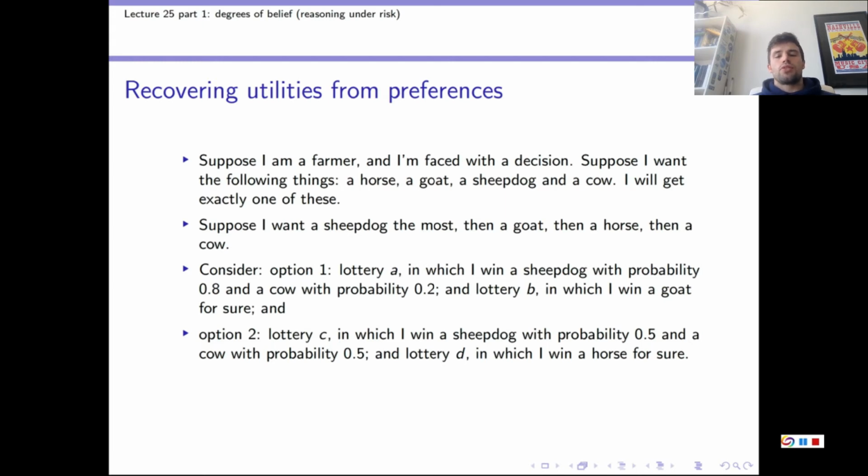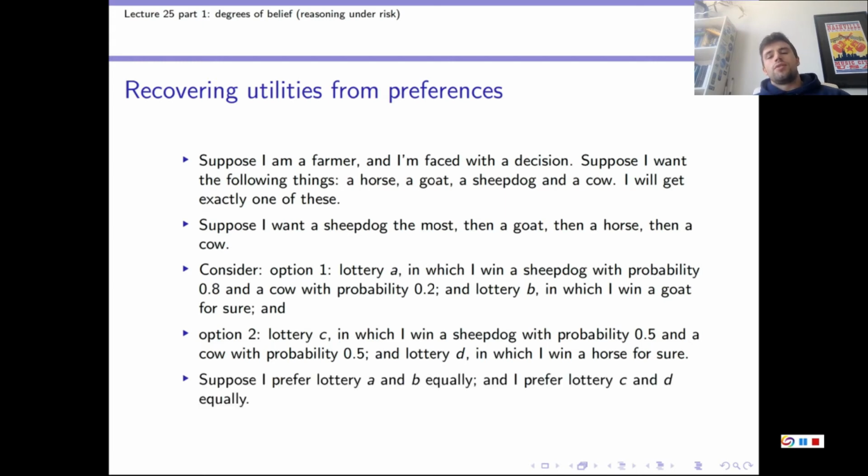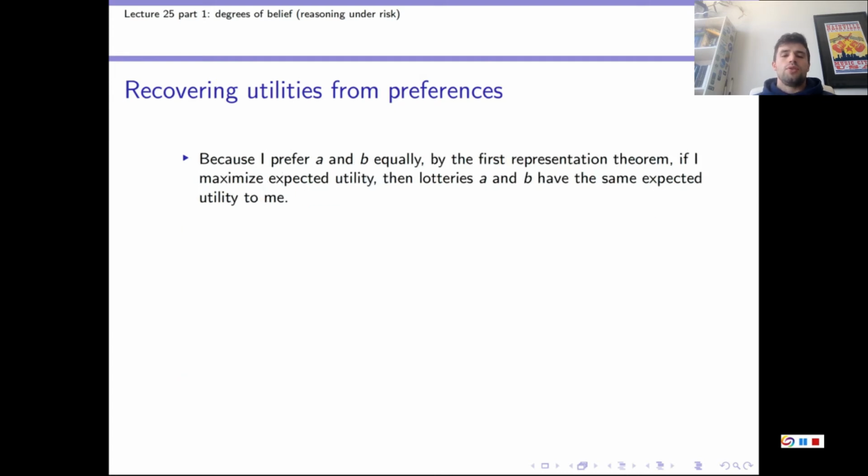So let's suppose further that I am indifferent between Lottery A and B, and I'm indifferent between Lottery C and D. So what that means is that I prefer Lotteries A and B equally, and I prefer Lotteries C and D equally. Now we can use the first representation theorem to calculate my utility scale. So what we're doing is recovering my utilities from my preferences about these lotteries here. So how do we do that?